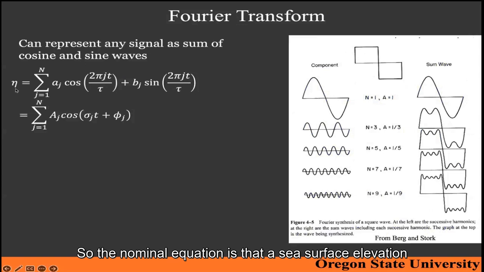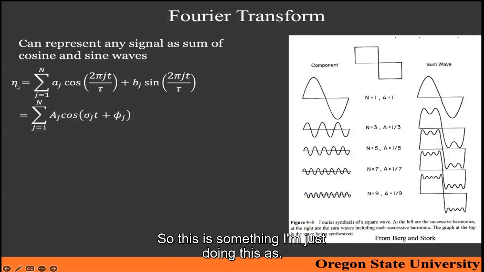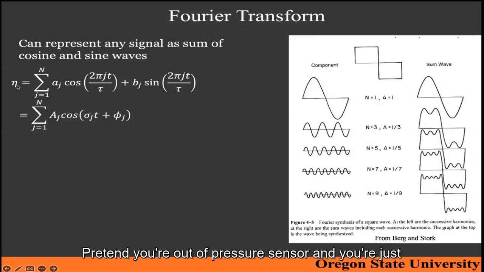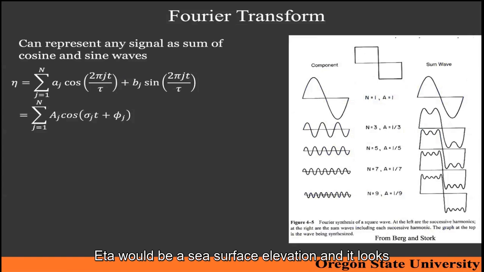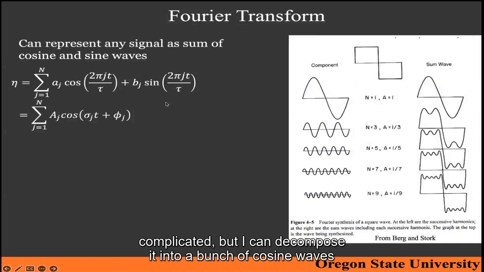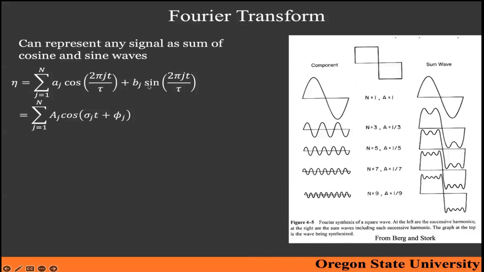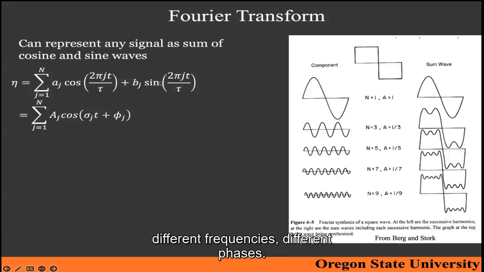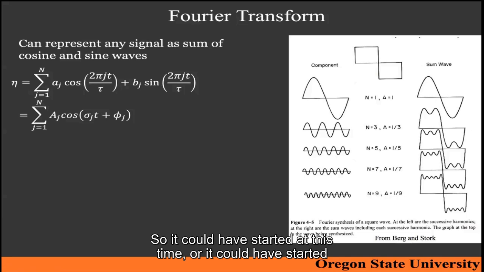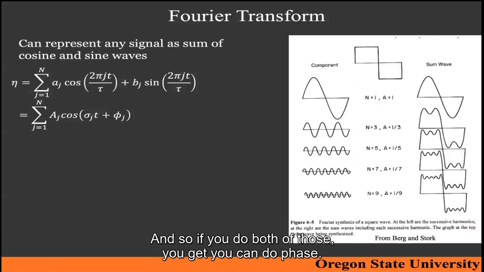The nominal equation is for a sea surface elevation signal. Pretend you had a pressure sensor and you're just measuring some time series in time. Eta would be the sea surface elevation, and it looks complicated, but I can decompose it into a bunch of cosine waves and sine waves. The reason I use cosines and sines is that it allows different frequencies and different phases. So it could have started at this time, or it could have started 90 degrees later in phase. And if you do both of those, you get phase.